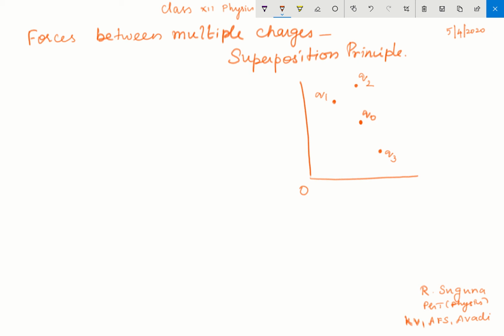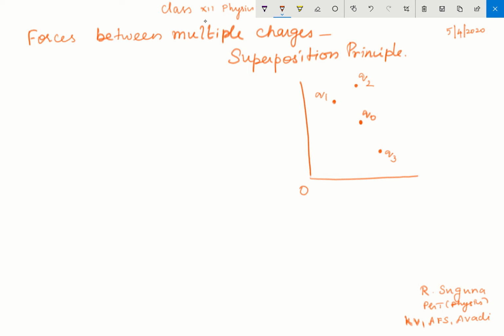So we are going to apply the superposition principle to find the force on Q naught due to the number of charges. To make the problem simpler, let all the charges be like charges. Otherwise Q1 may be positive, Q2 may be negative, Q3 and so on, which is very complicated. First you should know the concept. For that, I am considering all the charges as like charges. With this, let us continue.